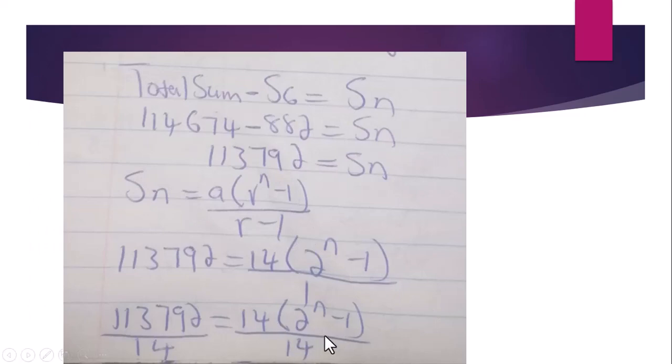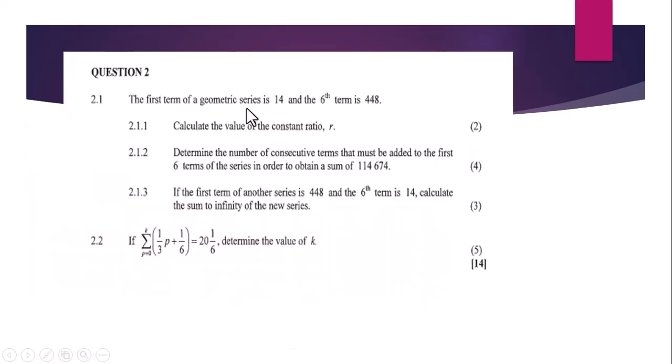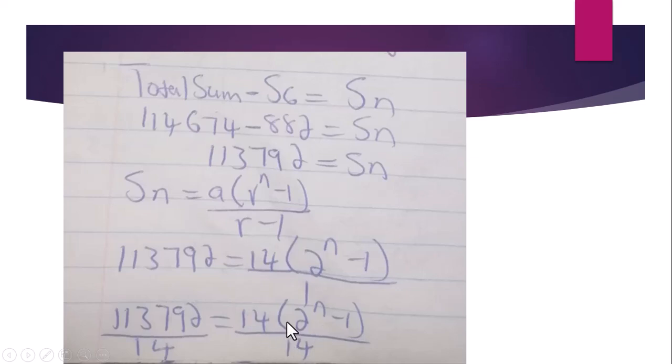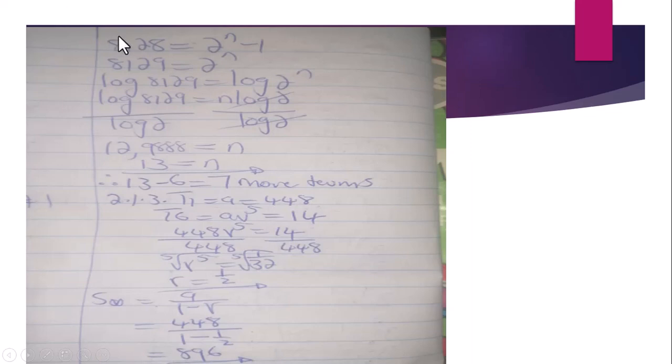As you can see, 113792 divided by 14 gave me this value there: 8128 equals 2 to the n minus 1. When you divide by 14, you will be left with 2 to the n minus 1 and the division of those two, which is 8128. And then I take this one to the other side, it will be 2 to the n equals that. I tried to write this as a product of its prime factors. I cannot find a base of 2. So let me show you what I'm trying to say.